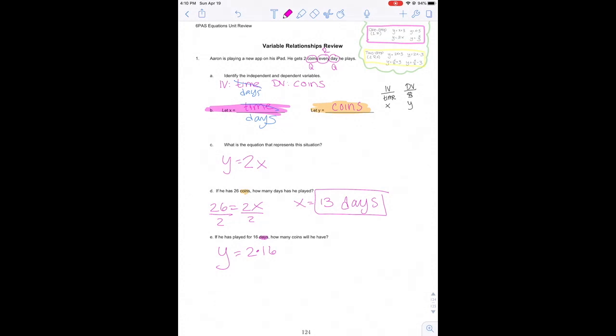So that means there's no algebra. It's almost like just doing a check. 2 times 16 is 32. So y equals 32, and the unit for y on this page is coins, 32 coins. Okay. Please try this page all the way through. Pause the video, come back when you're ready for me to show the answers.